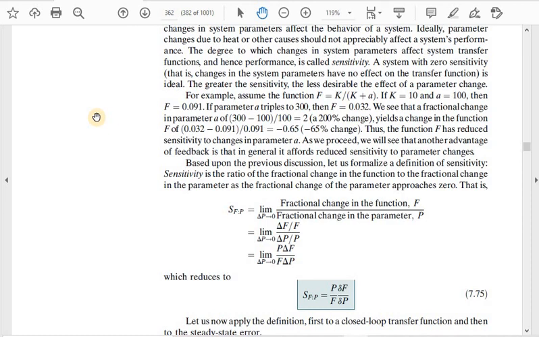Now in the coming video we will start another technique that can be used for analysis, and also for design purposes, and that is the root locus. So that we will start in the next video.